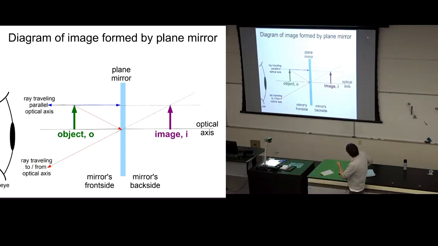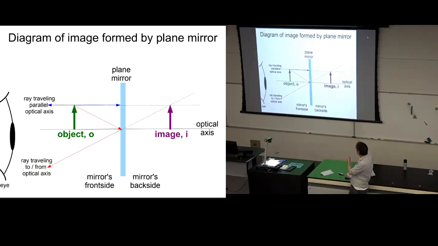So it traces the blue ray back in the direction it was coming from. That's this dashed line here. It traces the red ray back in the direction it was coming from. They come from this common point here. This is the location of the image. So this is where the eye and the brain and the person reconstruct the image to be, at this location here.